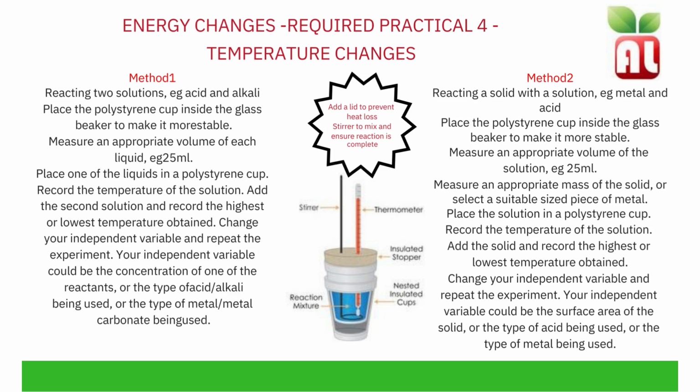Ensure that the mass or the size of the piece of metal being used is the same for each repetition. Place the solution in the polystyrene cup and record the temperature of the solution. Add the solid and record the highest or lowest temperature obtained. Change your independent variable and repeat the experiment. Your independent variable could be the surface area of the solid, or the type of acid being used, or the type of metal being used.